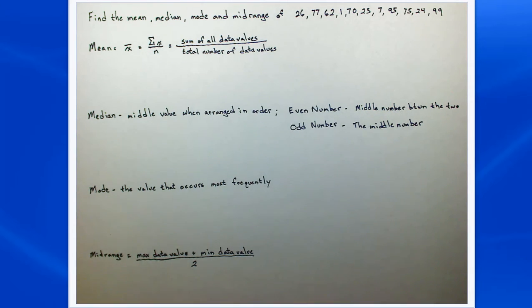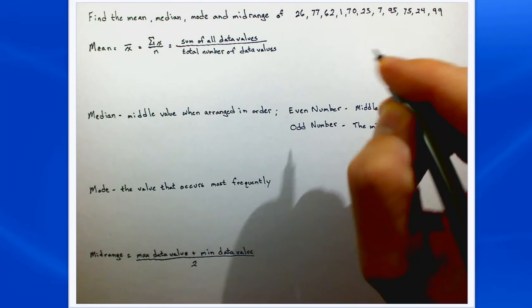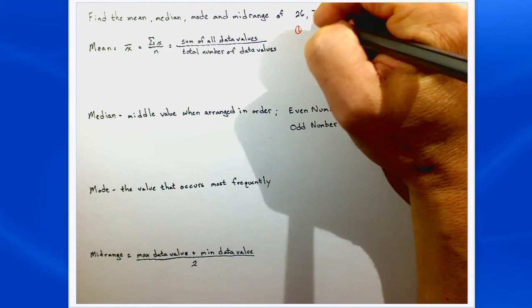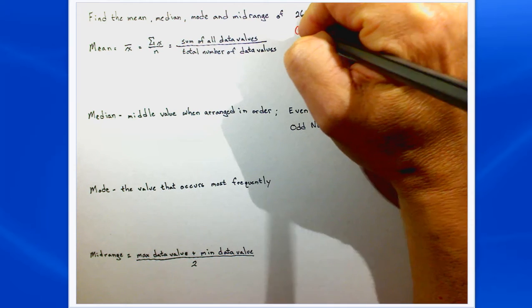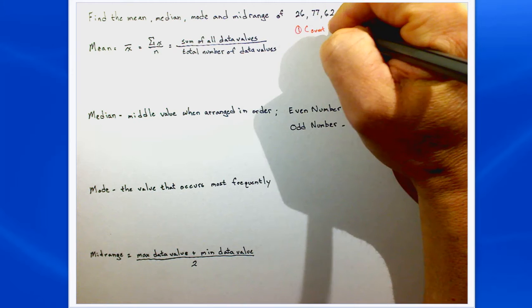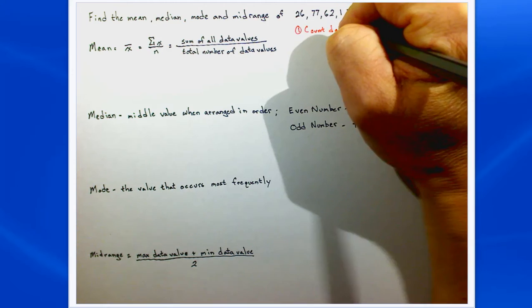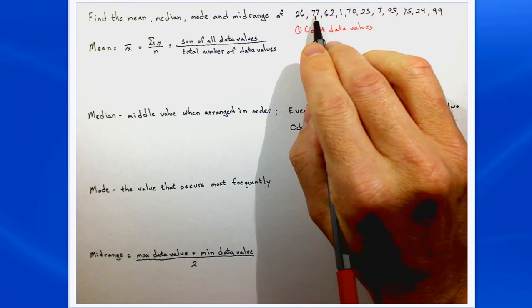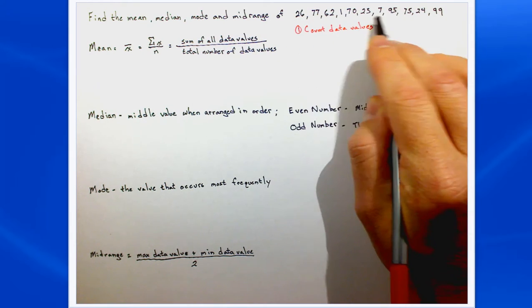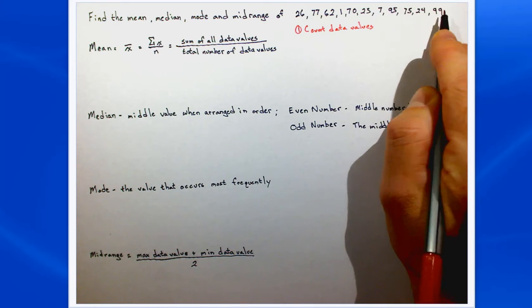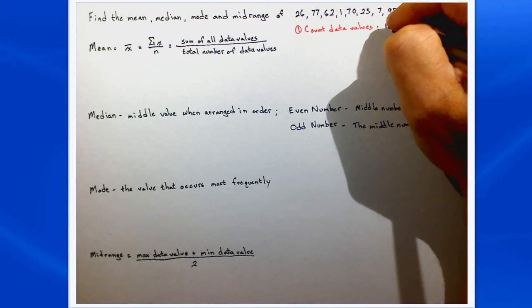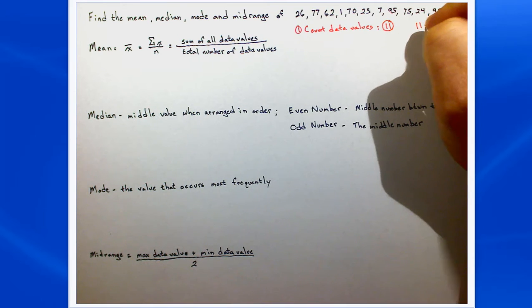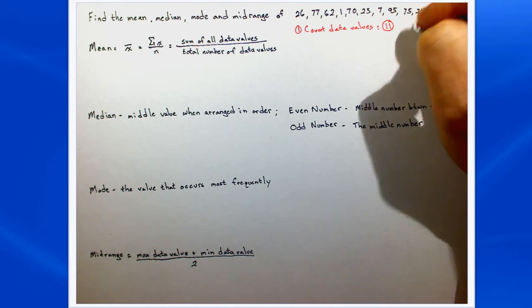Okay? So the very first thing that you're going to do, this is what I recommend, is you count the number of data values. So I have 1, 2, 3, 4, 5, 6, 7, 8, 9, 10, 11. I have 11 data values. That is going to be my n.